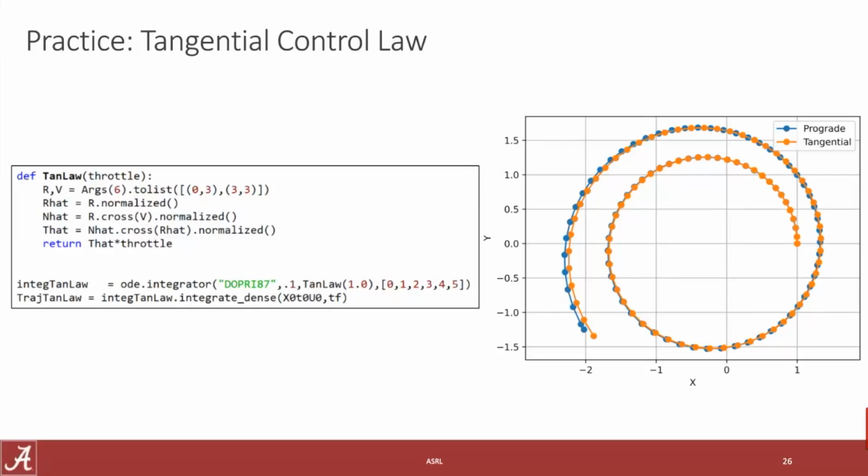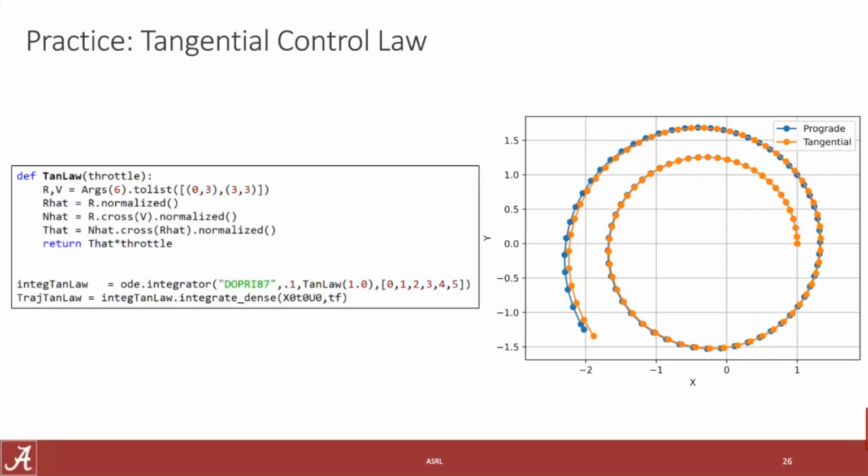Or you can pass in 6 and compute the RTN frame, or compute it dynamically. So prograde only needs size 3, right? Because it just pulls your velocity vector and points prograde. But tangent, you need to compute the tangent basis vector, which is technically R being crossed into, I guess I should say, the normal vector. So a tangent law needs position and velocity, versus prograde just needs velocity. Okay.